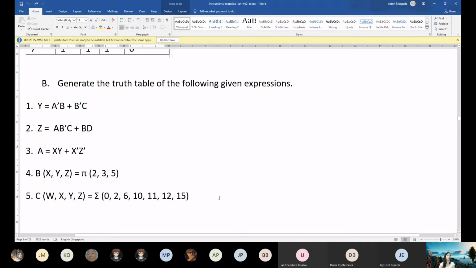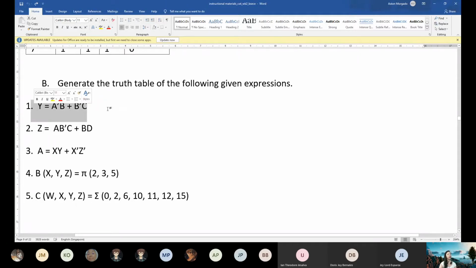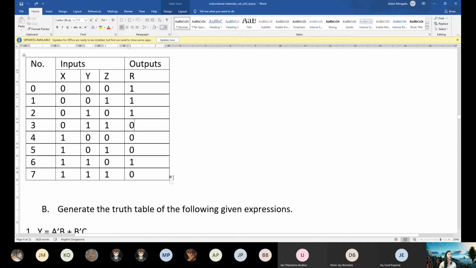Okay? So, we have: generate the truth table of the following given expressions. So, ito naman baliktad, class. The usual route is that the truth table is given. Then from the truth table, you generate the Boolean equation, then you simplify using Boolean algebra, then you have the simplified Boolean equation. Tama ba? So in this case, ang given naman is the simplified Boolean equation. So ang generate naman natin is the truth table.